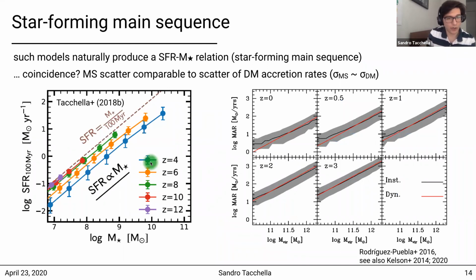And now we can go one step further and not just look at the cosmic star formation rate density, but also look, for example, at the star forming main sequence. And it's quite interesting. It's actually pretty hard to not reproduce the star forming main sequence in such models.